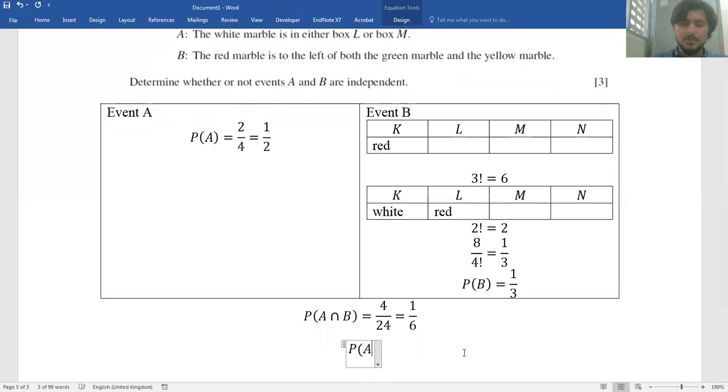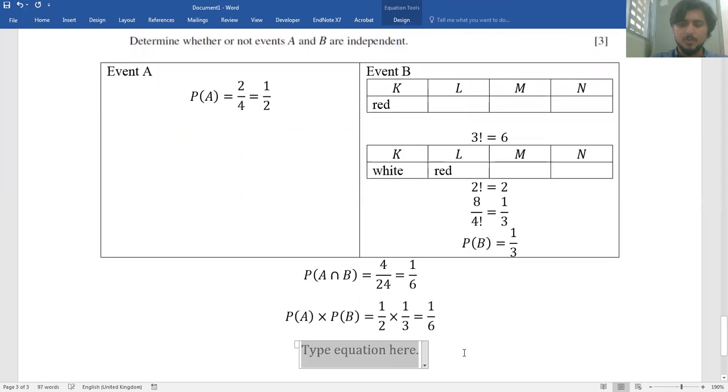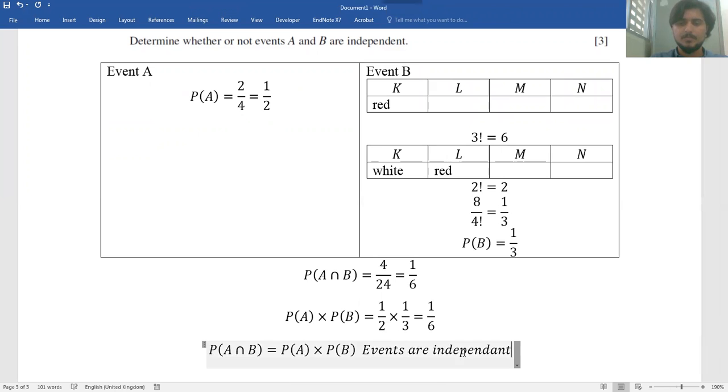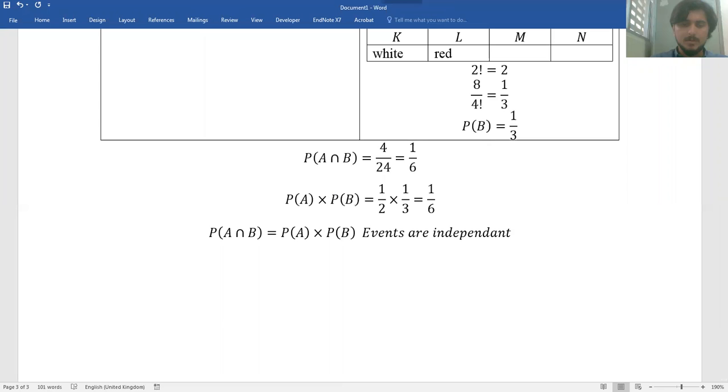And if I take the individual probability of A and multiply it by the probability of B, which is 1 over 2 times 1 over 3, I again get 1 over 6. So the probability of A intersection B is equal to the probability of A times the probability of B. That means the events are independent. I hope this is clear. Okay, let's move on.